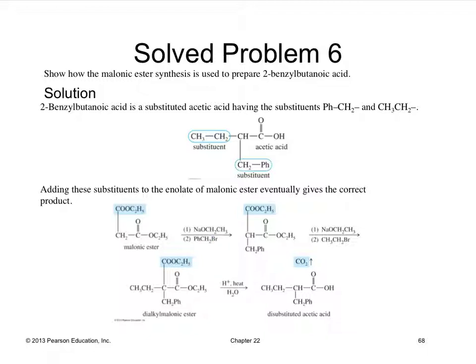benzyl bromide. This will then add this, right? That's the first addition, and then you can do a second equivalent of the sodium methoxide, this time with ethyl bromide, and this will add the other group. Then when you are ready to decarboxylate, you add acid, heat, and water, and it will decarboxylate.